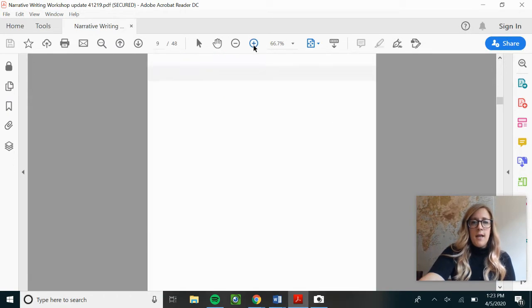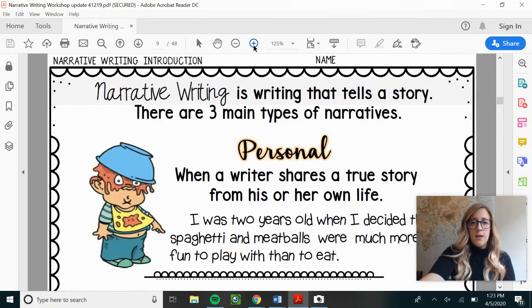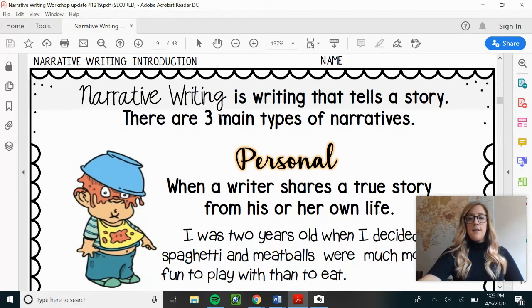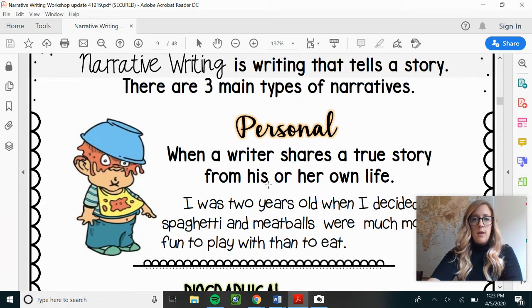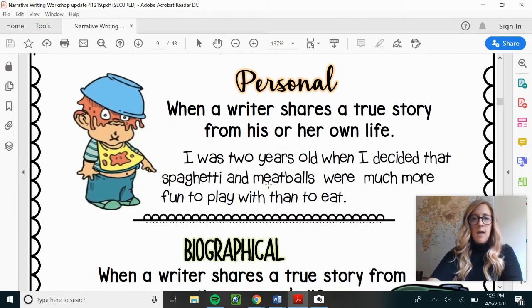A narrative is a type of writing that tells a story. And there are 3 main types of narratives that people write and that people create. So we're going to start off with the one that we're going to be doing, a personal narrative. As you can see right here, a personal narrative is when a writer shares a true story from his or her life. An example right here we have is, when I was 2 years old, I decided that spaghetti and meatballs were much more fun to play with than to eat.